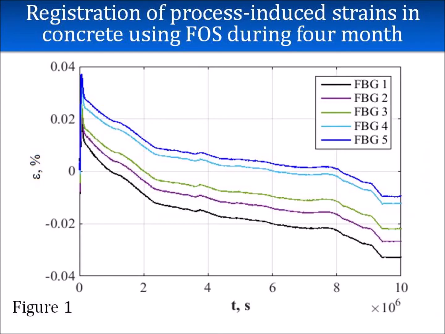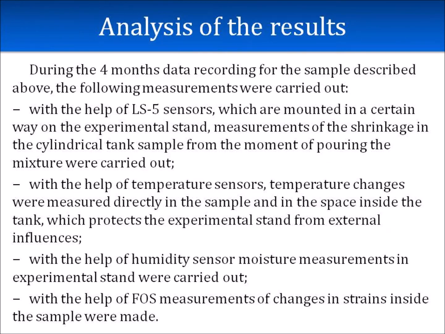The purpose of the experimental study is to verify the ability of fiber Bragg grating sensors to register strain changes in concrete at various stages of technological shrinkage. The registration of the process-induced strains in the concrete sample, obtained with the help of fiber-optic sensors based on Bragg gratings during 4 months, is presented on the slide. During the 4 months of data recorded for the sample described above, the following measures were carried out.